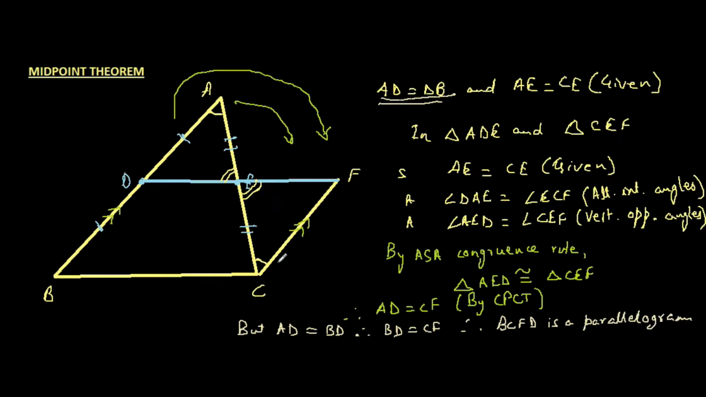Well, we proved that BCFD is a parallelogram, so we have proved that this side is parallel to this side, and once we prove that, we know that DF is also equal to BC. Now, one part of the theorem is proved by proving this statement that BCFD is a parallelogram, and we know that DE is now parallel to BC. So one part of the midpoint theorem was that it is parallel to the third side, so we have proven that. Now what needs to be proved is whether DE is half of BC or not.